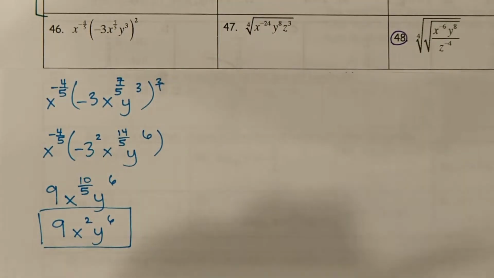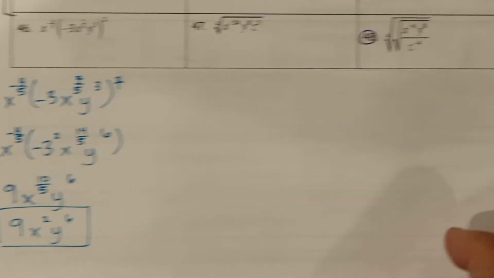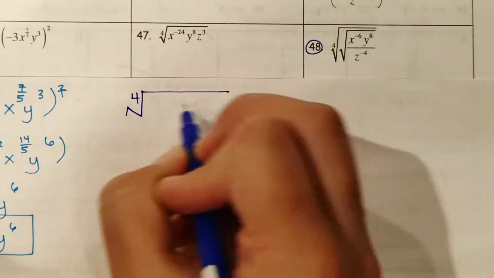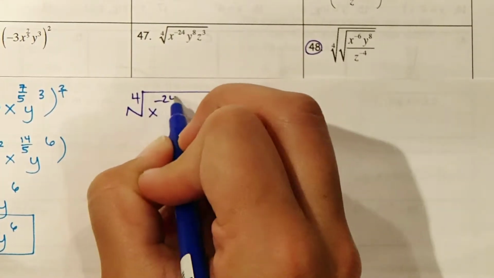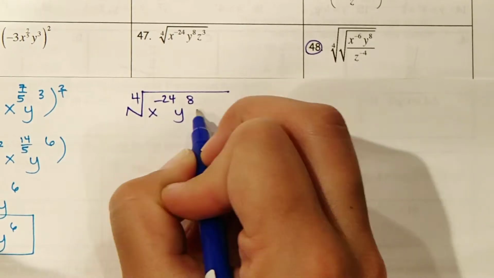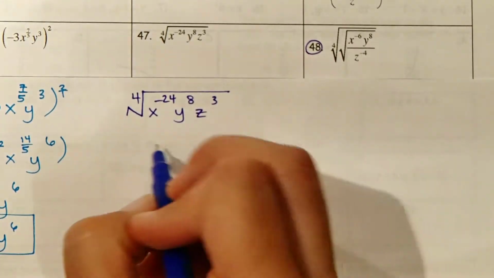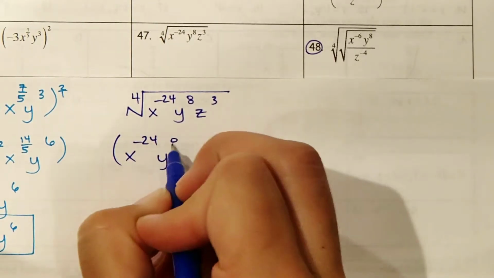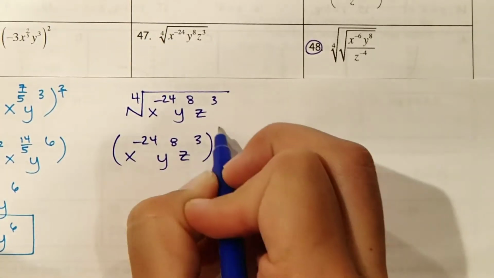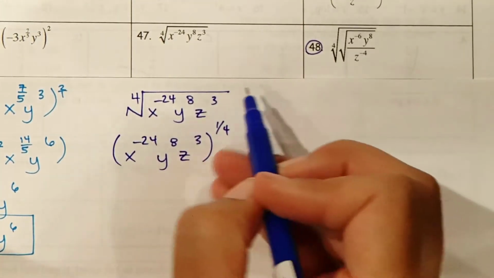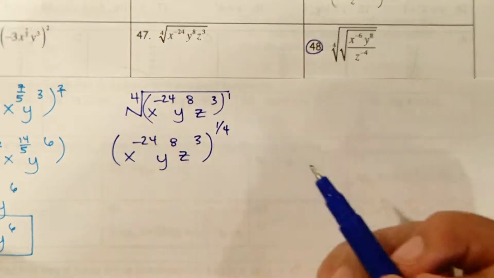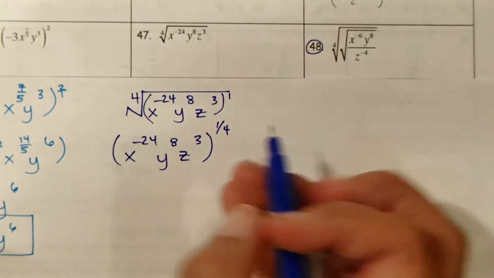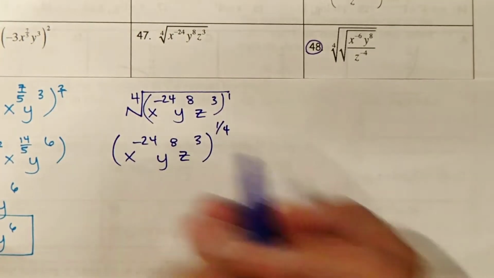All right, number 47. We have the fourth root of x to the negative 24, y to the 8, z to the third. So I'm going to rewrite this as everything to the power of 1/4, because that's what I'm doing here. All of this is to the power of 1 over 4. Now we're going to distribute that 1/4 to everything.